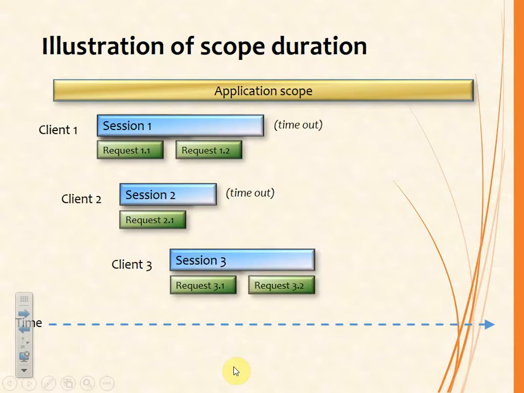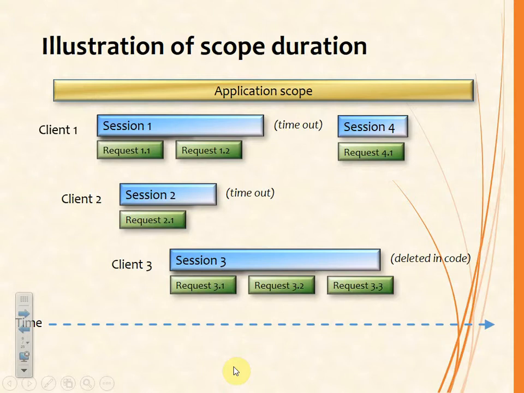A bit more time passes. Client 3 sends in a second request. Its session scope extends. This time, client 1 has timed out with its session. So we've only got the one scope now in existence for sessions. The application scope is still there. The application hasn't died, so the scope remains.